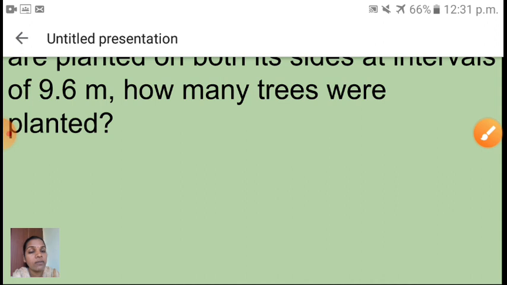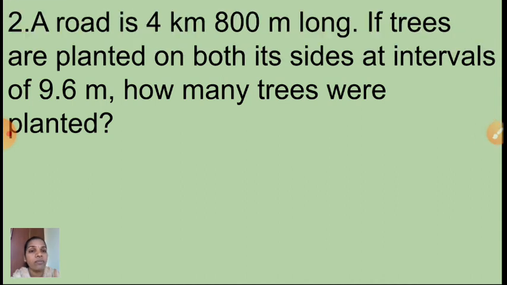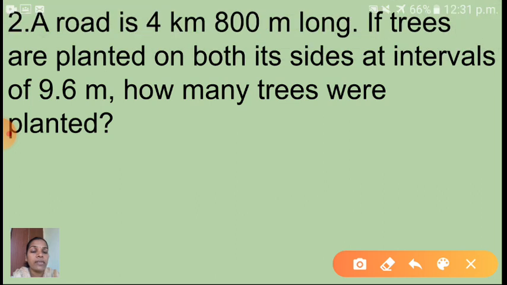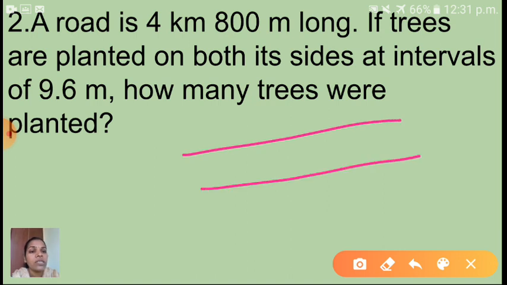Second question is word problem, isn't it children? See here, a road is 4 kilometer 800 meter long. If trees are planted on both its sides at intervals of 9.6 meter, how many trees were planted? See here children, like this road is there. So here road will start from here. So every 9.6 meter distance the trees are planted. Okay children, so the road length is 4 kilometer 800 meter. So how many trees were planted we have to find.